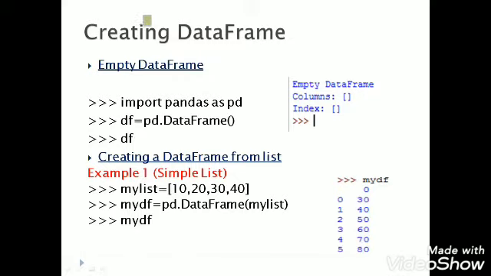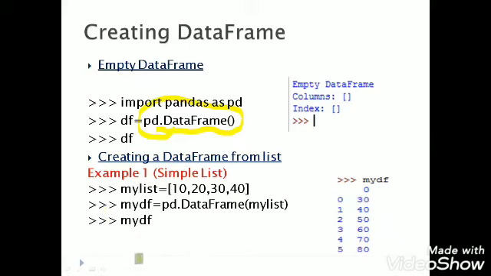So here, if we want to create an empty data frame, in that case we simply use this DataFrame function with empty brackets. We will not provide any data. So this is the way to create an empty data frame, and whenever we print, you can see the simple blank data frame.